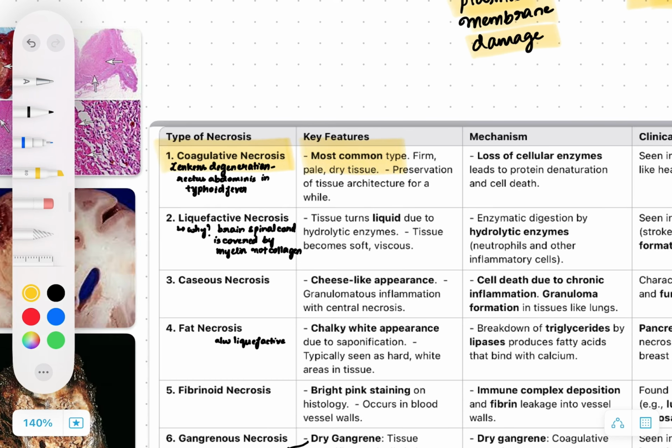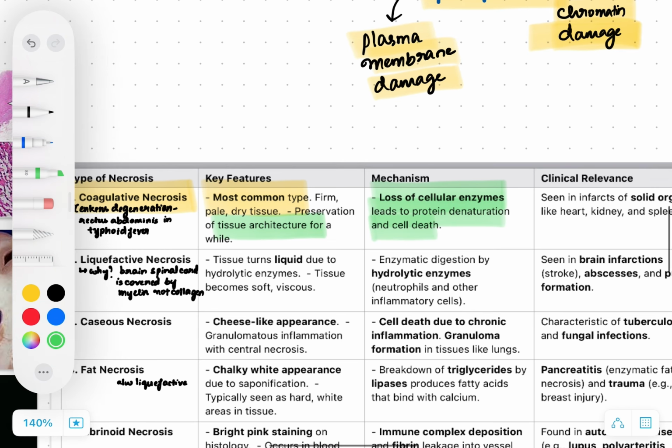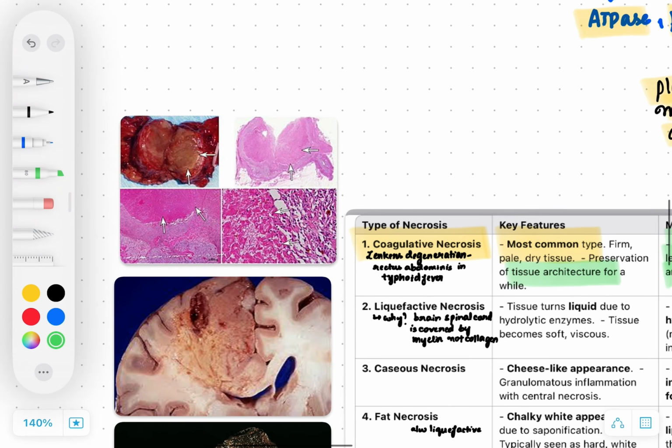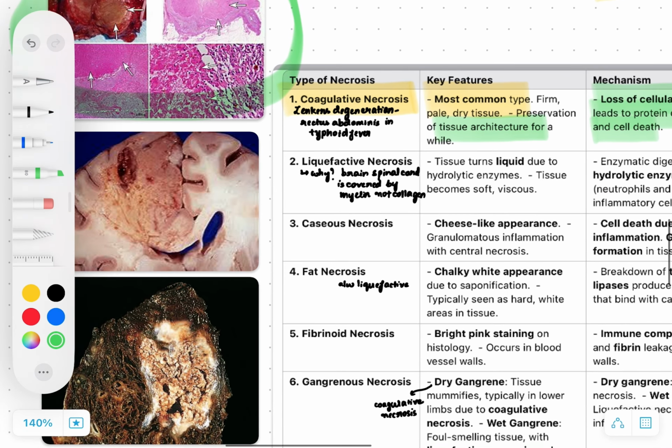It is the most common type, and the tissue here will be pale, dry and firm. There will be preservation of tissue architecture. This is the most important point. There will be loss of cellular enzymes leading to protein denaturation and cell death. It is clinically seen in very solid organs like the heart, kidney and spleen. This is the picture showing coagulative necrosis, and here the most important point is that the tissue architecture is preserved.